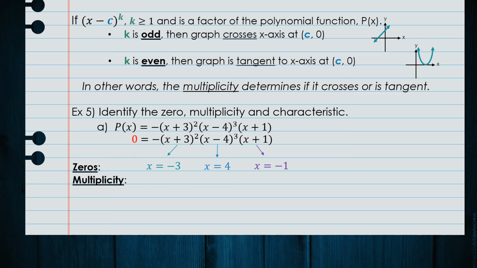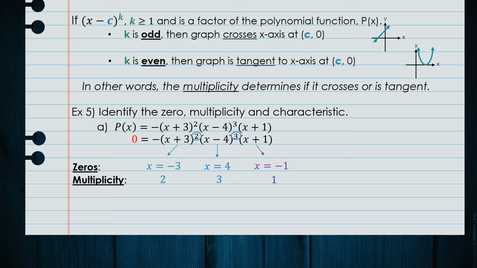If you go back to the equation where it's in factored form, look for the exponents. For the first zero of x equals negative 3, what is its multiplicity? Well, that's 2. We look at the next zero, which is x equals 4. What's its multiplicity? Well, that would be a 3. And for the last one, x plus 1, what's its multiplicity? Well, in this case, you don't explicitly see an exponent, which means it's only listed one time. So its multiplicity is 1.